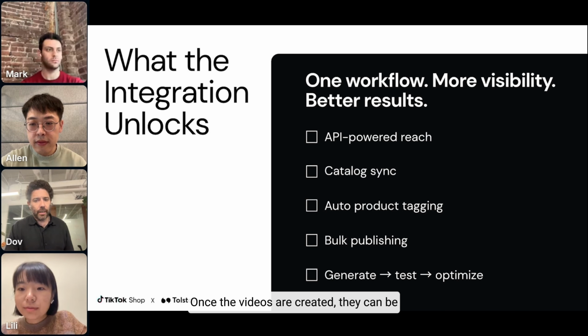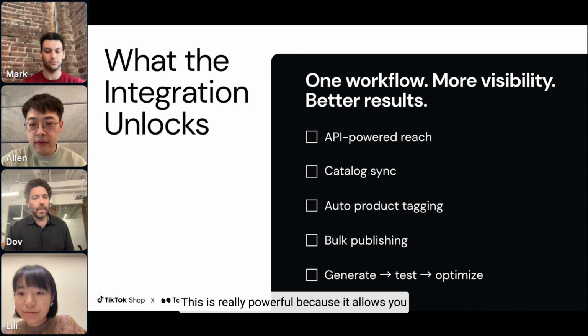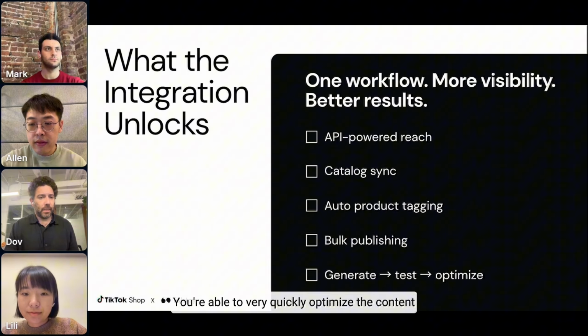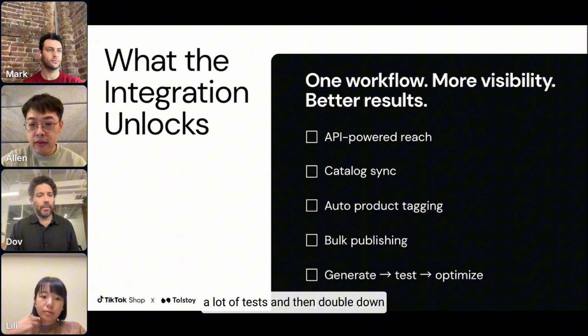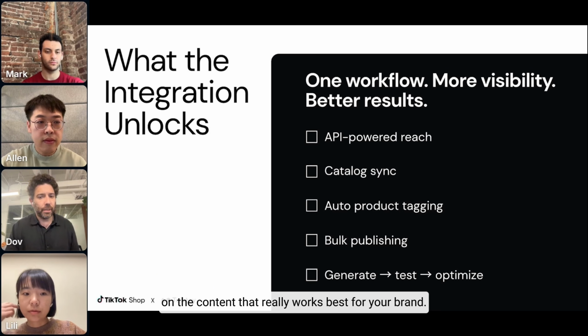Once the videos are created, they can be published straight into TikTok Shop automatically through the API integration. This is really powerful because it allows you to do this at scale based on the performance of these ads. You're able to very quickly optimize the content and then share again and really get out a lot of tests and then double down on the content that really works best for your brand.